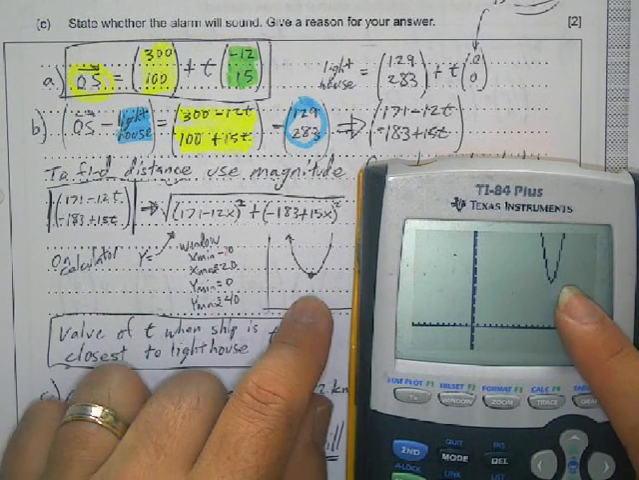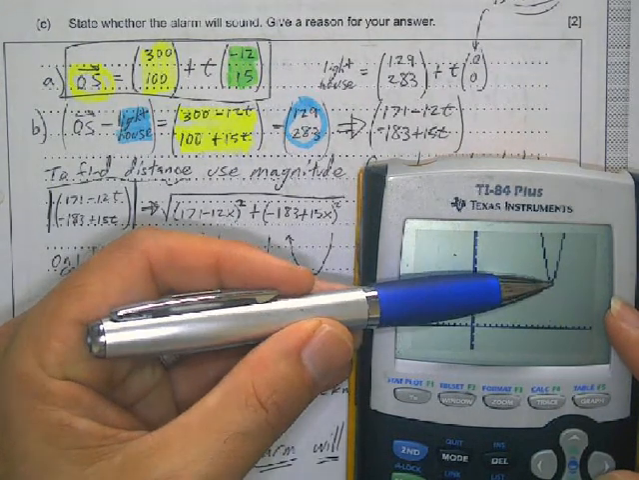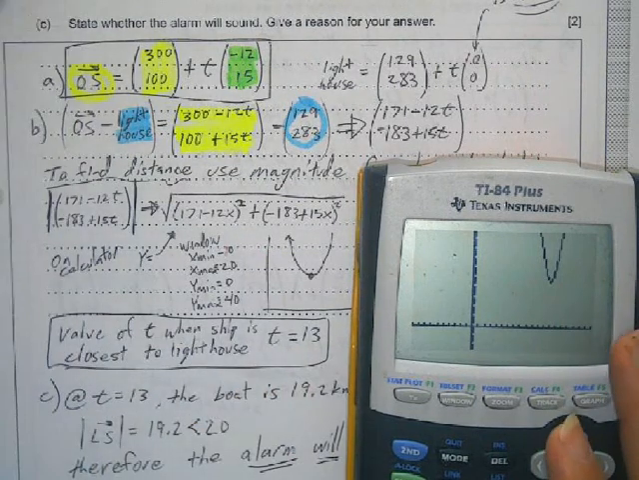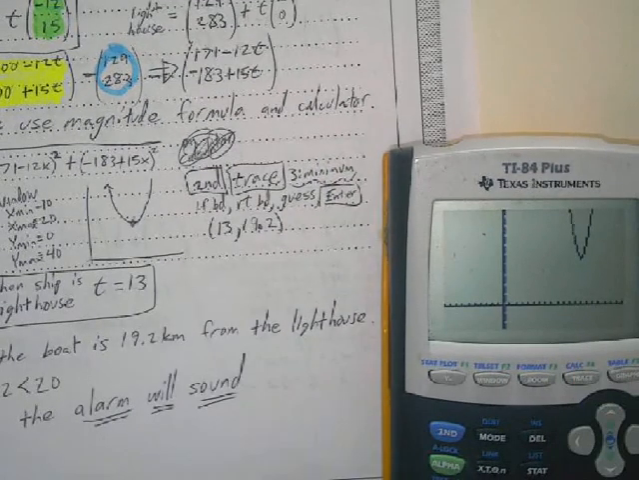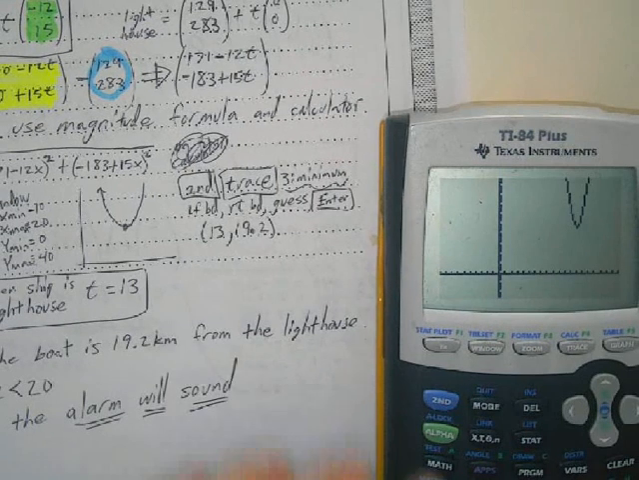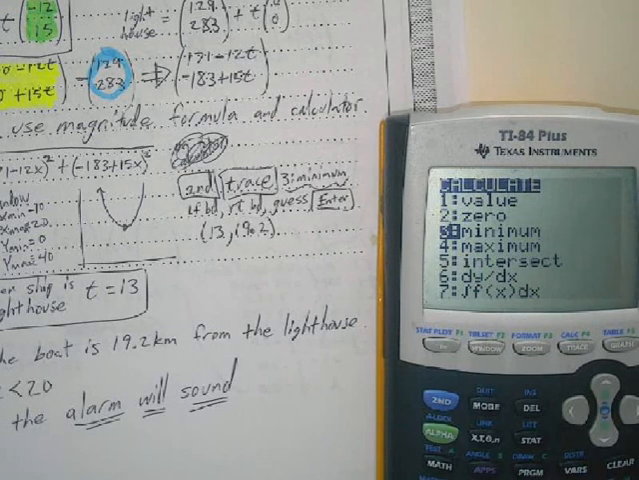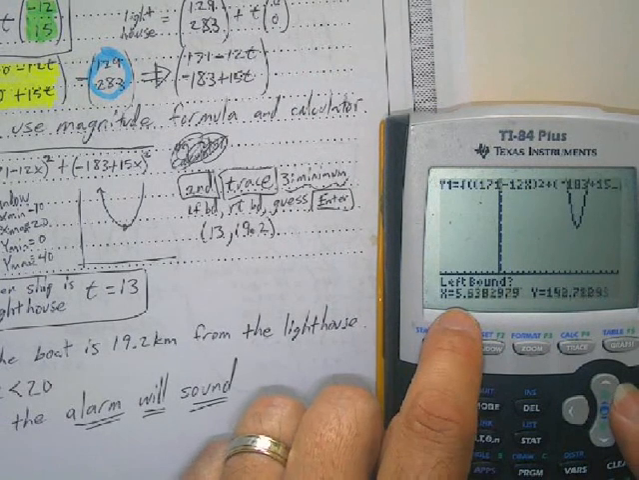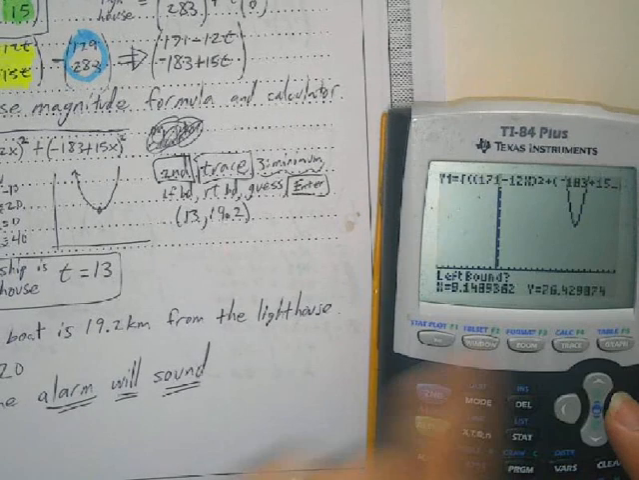So for the shortest distance, I'm going to have to find the minimum of this point. To figure that out, I'm going to hit second trace. You may want to copy these steps down if you don't remember. We're finding the minimum, 3, enter. And I need to do left bound. Okay, I'm hitting this right arrow to get me onto this graph here.